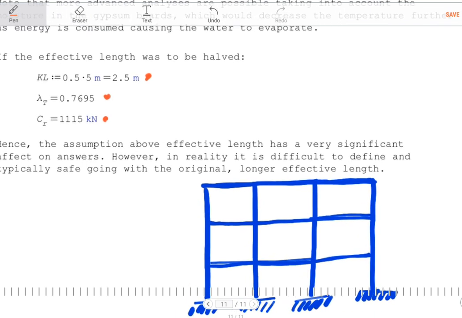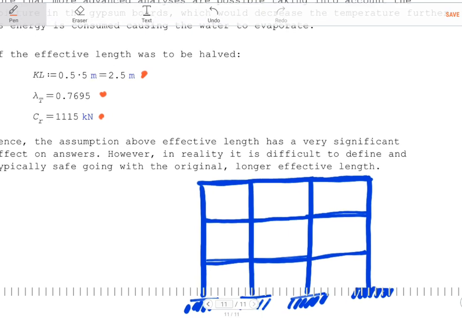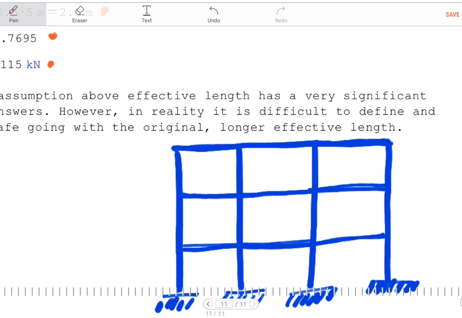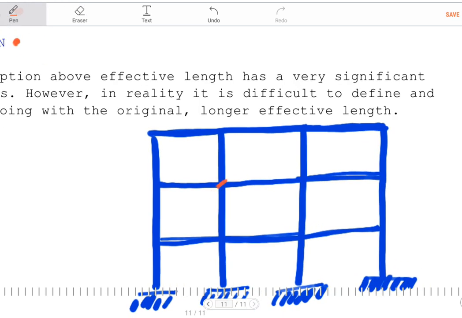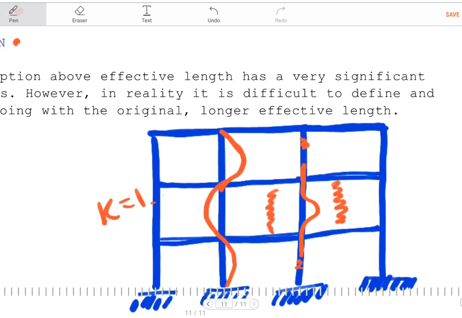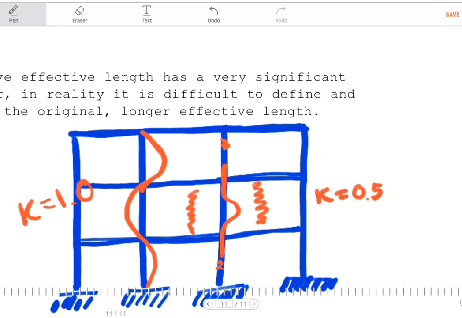However, in reality it is difficult to find, and it is typically safe going with the original, longer effective length. And what am I referring to here? Normally, if this is a cross section through our building, we would assume a column to fail like that. It would buckle in an S-shaped manner. But the Eurocode does have an allowance. Let's say we have a fire at one floor, but the floor above and the floor below are cooler. Those columns there and there become stiffer, meaning the end is held in place, and you end up with a fixed column. So on the left, I'd have K as 1, while on the right, I'd have K, the effective length, as half. We'd have a half effective length, and that you can use to increase the capacity further.